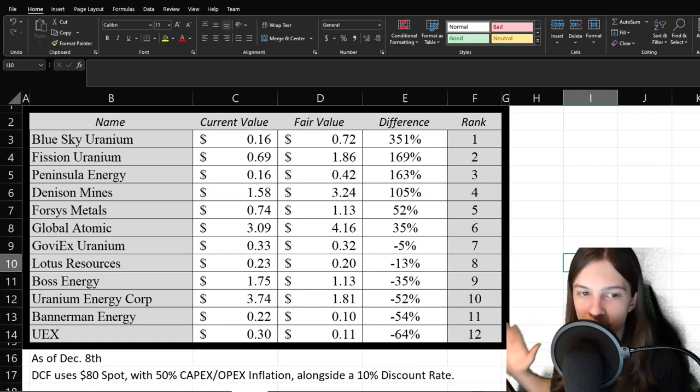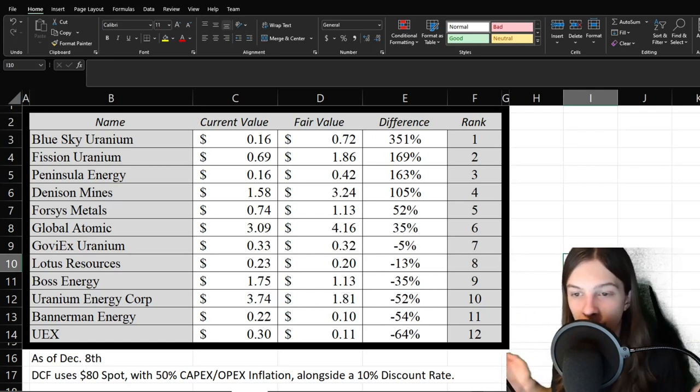But we keep going here, we see Fission Uranium in second place, followed by Peninsula Energy, just barely. Then we see Denison here, followed by Forsys Metals and Global Atomic. Then we get to the companies that look overvalued with GoviEx Uranium, Lotus Resources, Boss Energy, UEC, Bannerman, and UEX, with UEX looking especially overvalued.